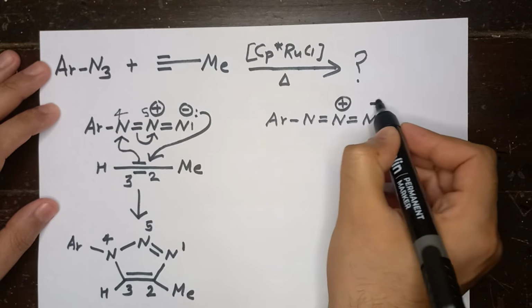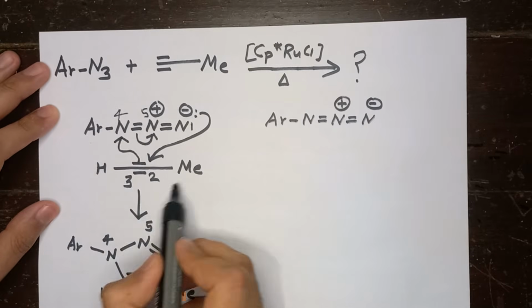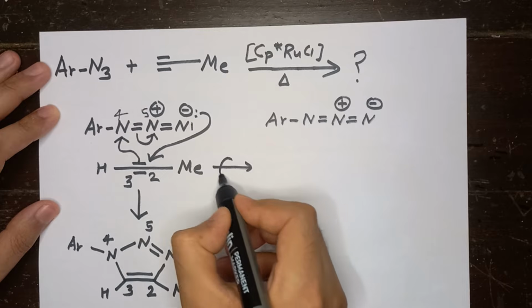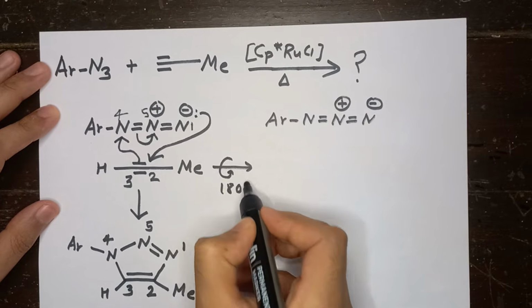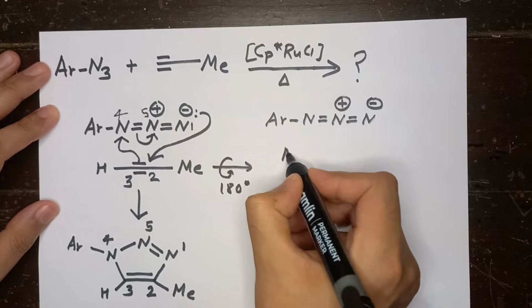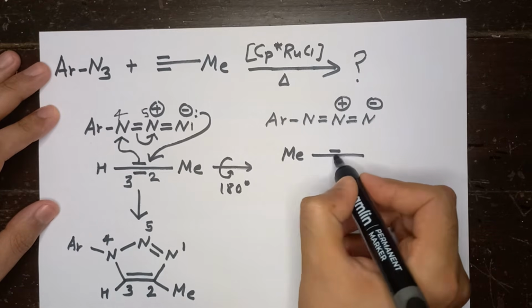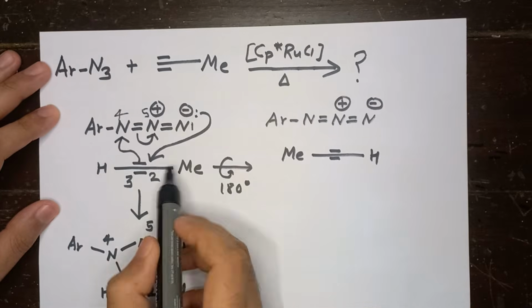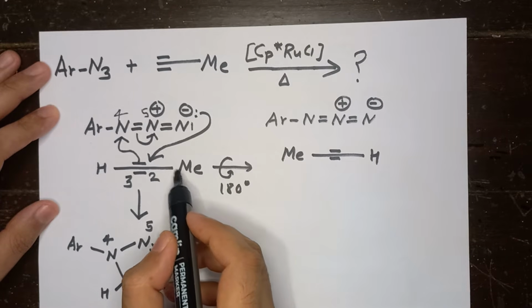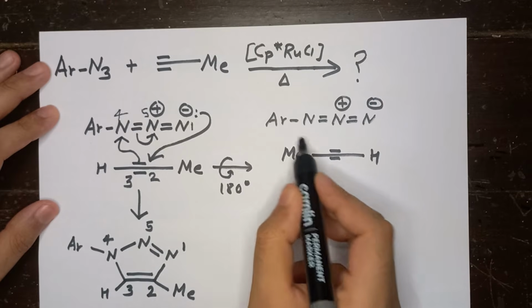So this is my azide. Now alkyne is a linear molecule. It can do a 180-degree flip, and this alkyne can approach this azide in this way also, right? So alkyne did a 180-degree flip, and now methyl, which was at the right side, is now at the left side.